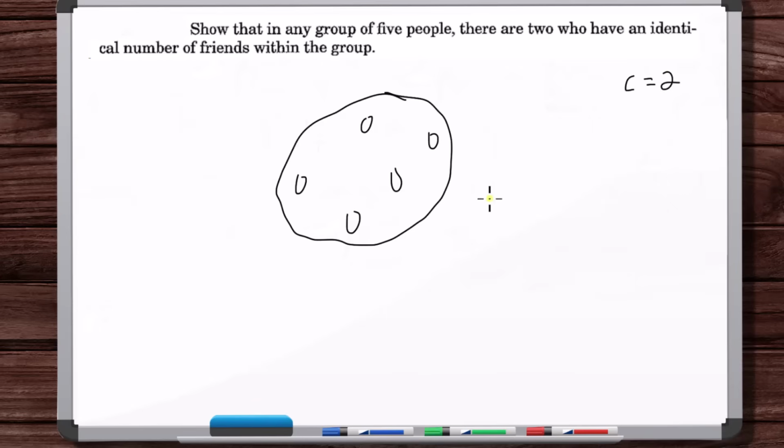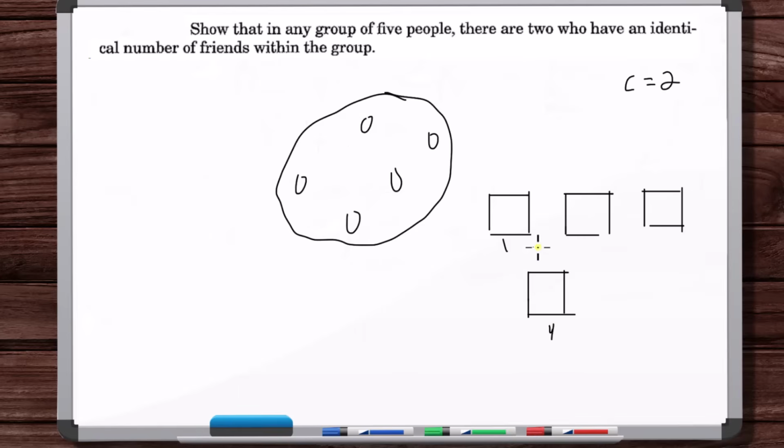Okay, the pigeonholes are going to be, how many friends do you have? We're going to take this person and say, okay, within that group, does this person have 1 friend or 2 friends or 3 friends? So at most, a person can have 1, 2, 3, 4 friends. So here's this person. If they have 2 friends, we put them in Pigeonhole 2.